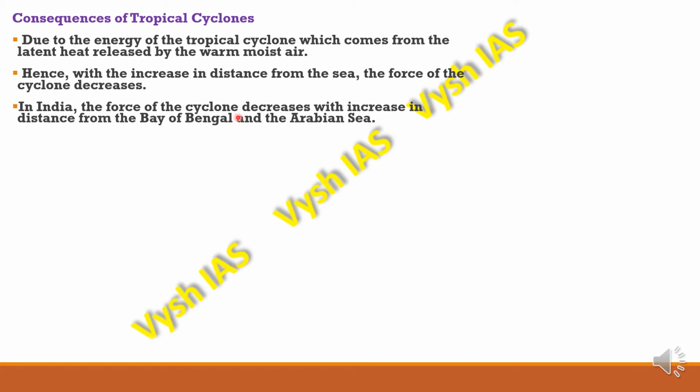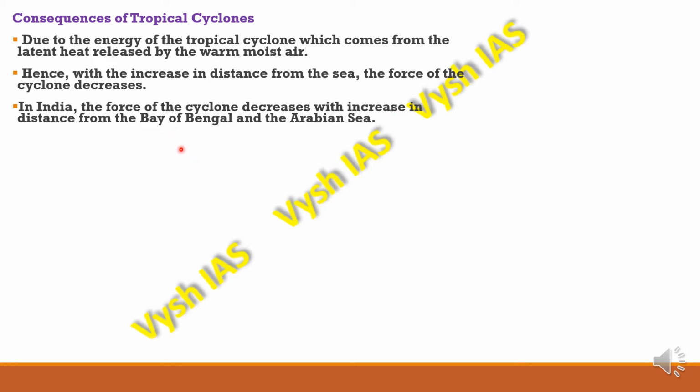So here the sentence is very tricky. It says that in India, the force of the cyclone decreases with increase in distance from the Bay of Bengal and the Arabian Sea. So they have just twisted the sentence and said what I just said now, that the force of the cyclone will decrease when it is away from the coast, that is, with increase in the distance from the coast.